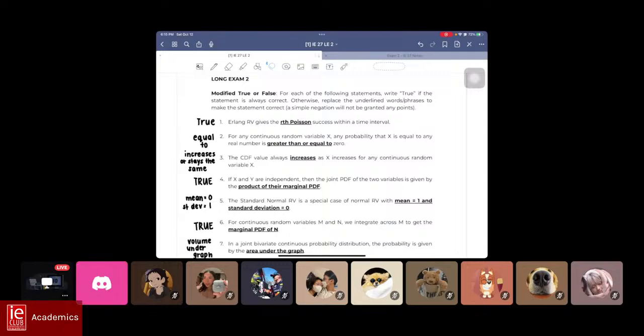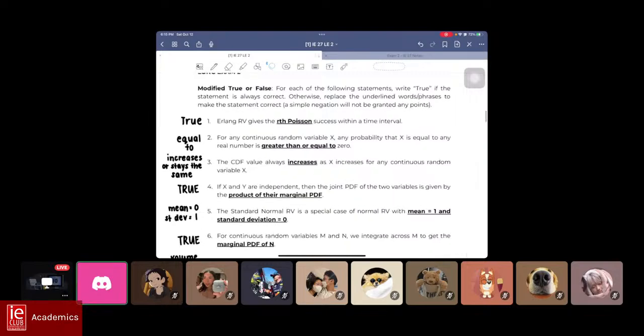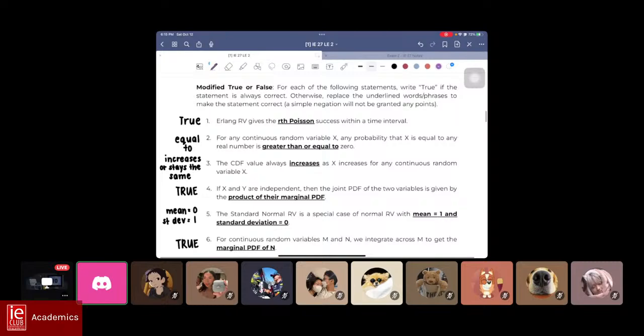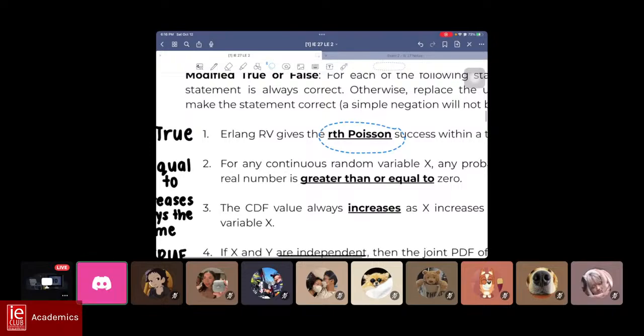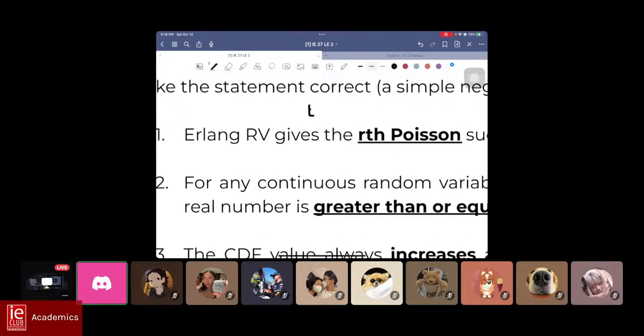Okay, so for the first, the modified true or false. So the first one is: Erlang RV gives the rth Poisson success within a time interval. So since it's Erlang, it's always the rth Poisson success. Kasi if it's the first success lang, that's your exponential.